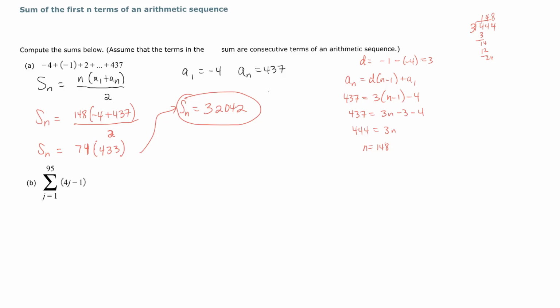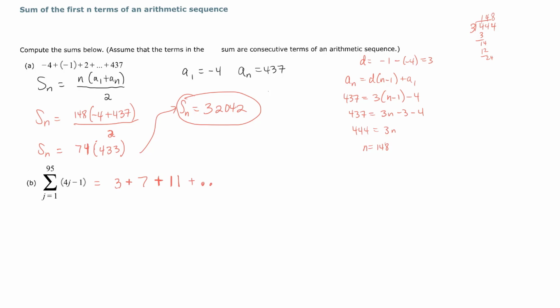You could do part B in a similar manner. The key here is to write out the first few terms. Why don't we write the first few terms out? For j equals 1, we get 3. Plus, for j equals 2, we get 8 minus 1, which is 7. And then for j equals, let's say 3, we get 12 minus 1, which is 11. So you can see the arithmetic difference is 4.